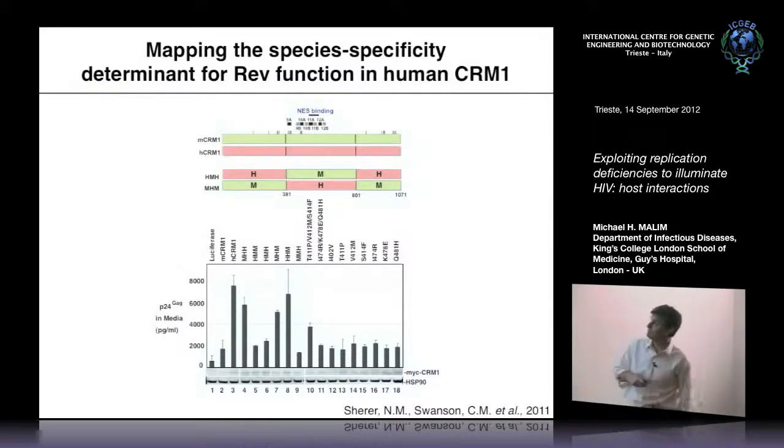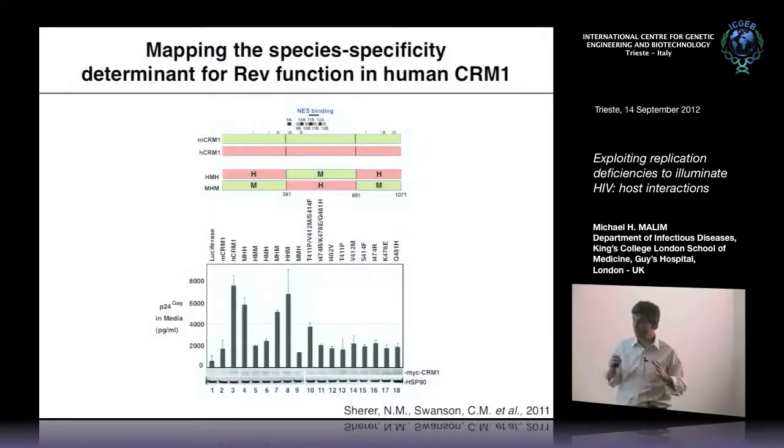Now, we wanted to get at what was the difference between mouse and human CRIM1. In fact, it's a very, very well conserved gene. If you compare the mouse and the human alleles of CRIM1, there are only 21 amino acid differences in a protein that is 1,071 amino acids long. So it's a very long protein.